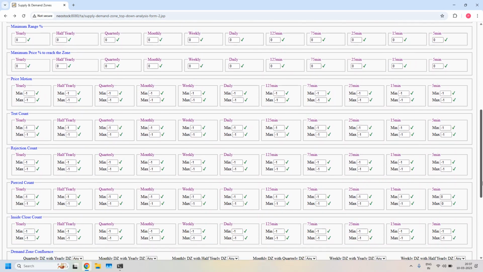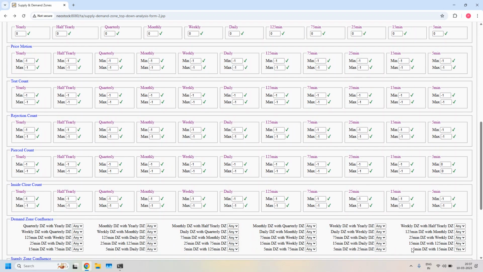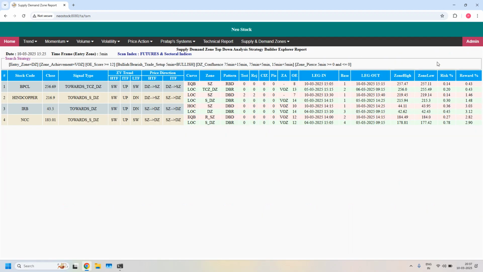In the demand zone confluence, we should set 3 filters. First filter already enabled. Next 5 minutes with 75 minutes demand zone confluence. 15 minutes demand zone with 75 minutes demand zone confluence. We got 4 stocks, 5 minutes, 15 minutes and 75 minutes demand zone confluence. But 75 minutes trend is sideways in all 4. So checking EMA confluence does not give any advantage. So we are not verifying.